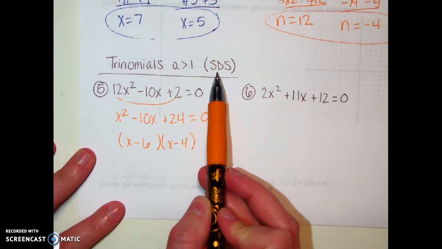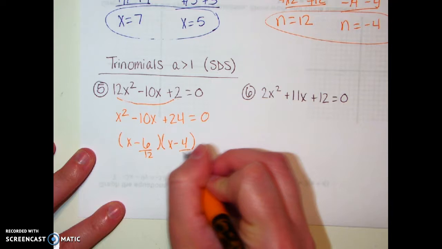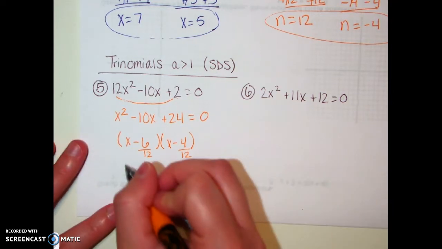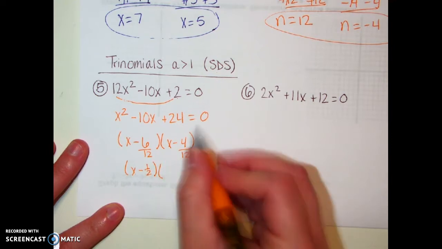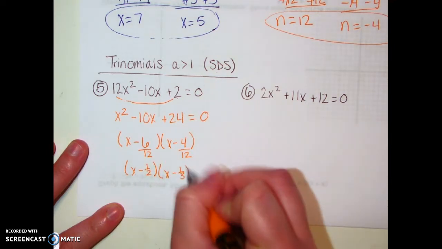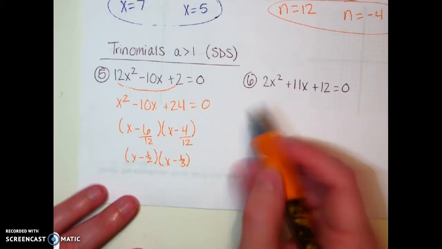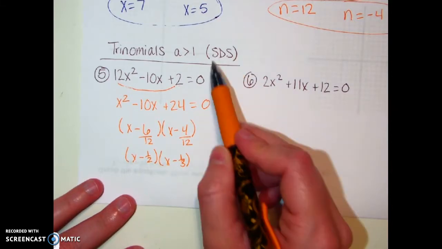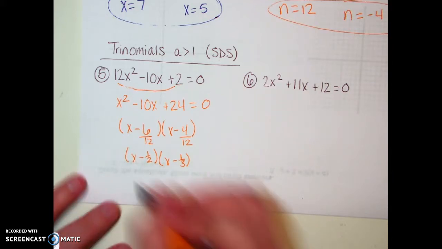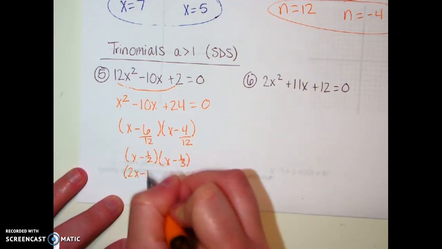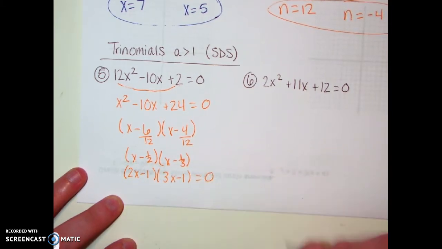Now I need to do the divide. I divide by whatever I slid over. So in this case, I'm dividing both of them by 12. I'm going to reduce those fractions. This right here becomes x minus 1/2. And this becomes x minus 1/3. Okay. And then the next part is slide. I did slide divide. Now I need to slide the denominator over for both of them. So now I have 2x minus 1, 3x minus 1, and both of those equal 0.